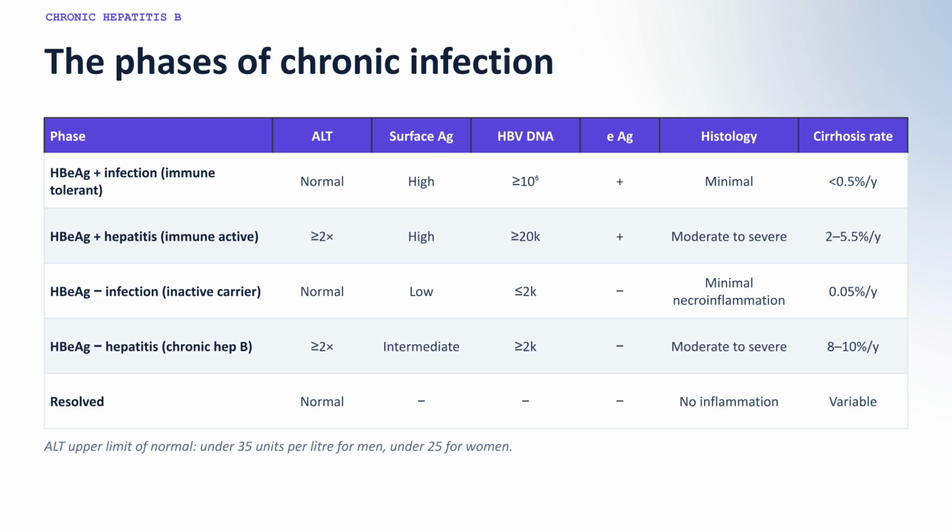Chronic hepatitis B is not 1 state. It is 5. The immune-tolerant phase has a normal alanine aminotransferase with an enormous viral load and minimal histological damage. Cirrhosis risk is under 0.5% per year. The immune-active phase has a raised alanine aminotransferase and moderate to severe inflammation, 2 to 5.5% per year. The inactive carrier has a low viral load and almost no inflammation, 0.05%. And E-antigen-negative hepatitis is the most dangerous phase at 8 to 10% per year.